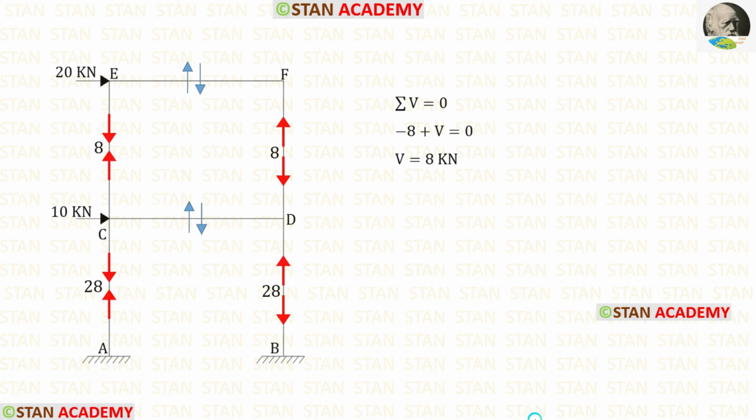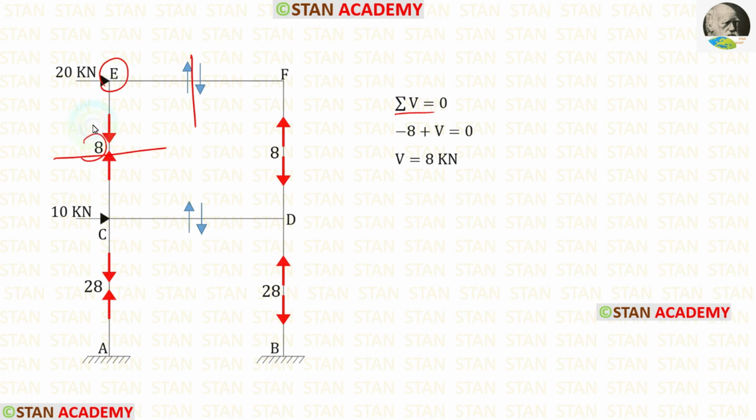Using the axial forces, we can find the shear forces in the beams. First, let us find the shear force in the beam EF. For that, let us take the joint E. Let us apply the rule sigma V equal to 0.